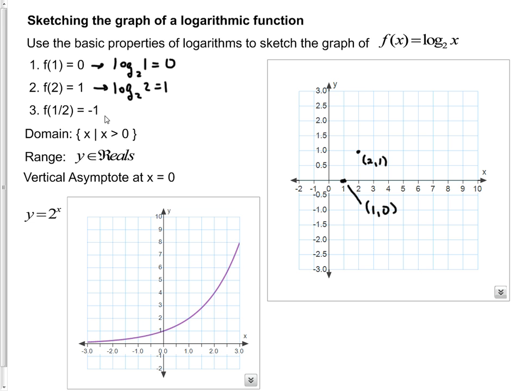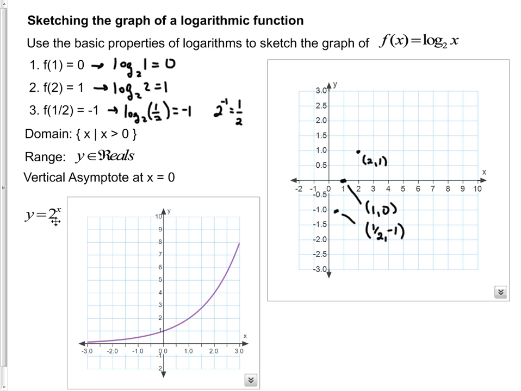F of 1/2 should equal -1. And this is going along with our exponent rule there. Logarithm base 2 of 1/2 has to be -1, and that's because we know 2 to the negative first is 1/2. So 1/2, -1, that's way down here, there it is. All right, so we've got some basic points, but let's go back.